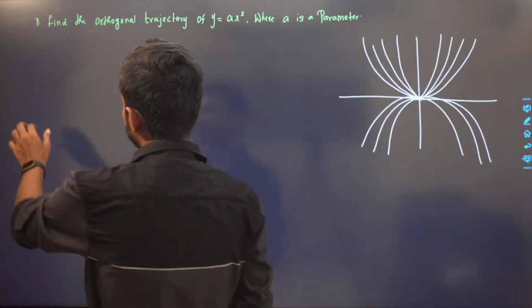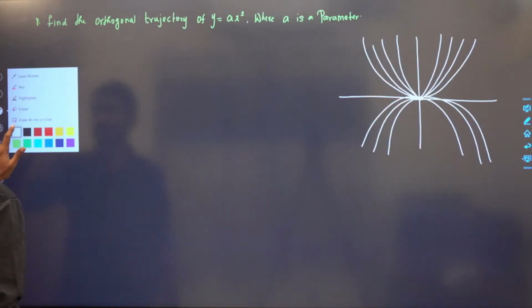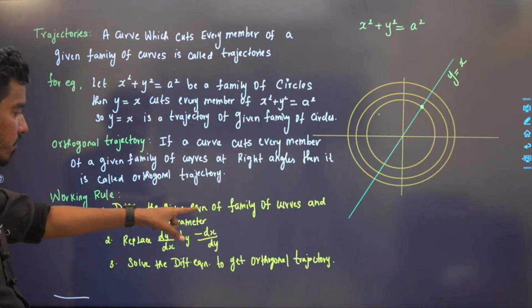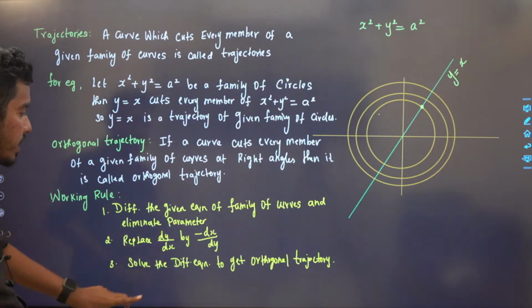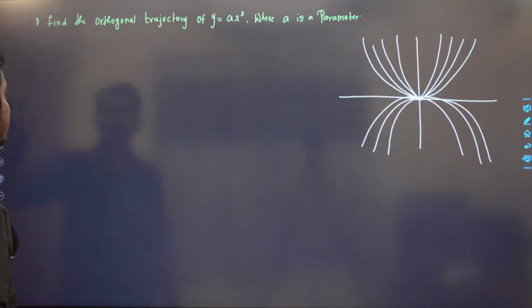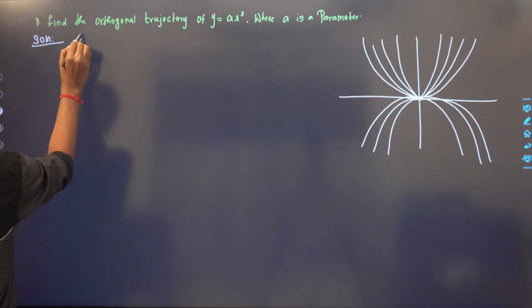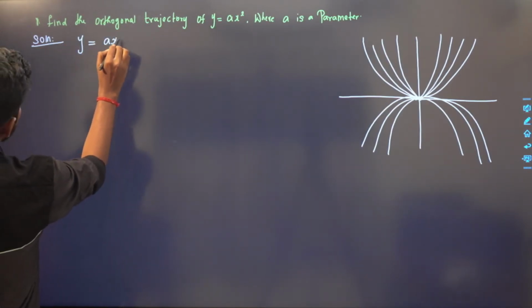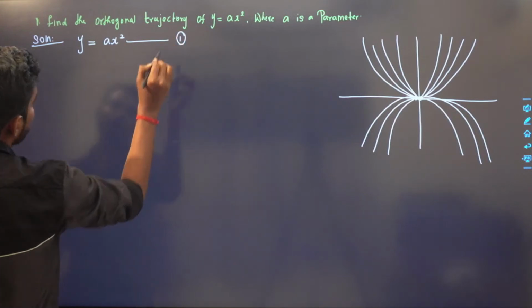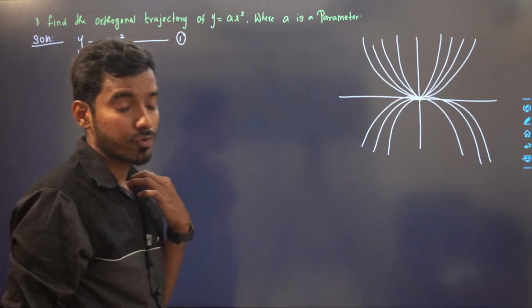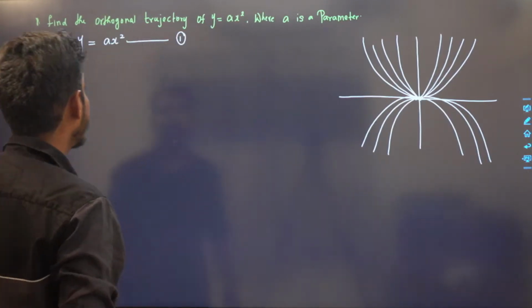Okay. So what is the first step? Very simple. Differentiate the given equation of family of curves and eliminate the parameter, right? That is, we have y is equal to ax square, right? Very, very important topic. So call this equation 1. Now differentiate this with respect to x.